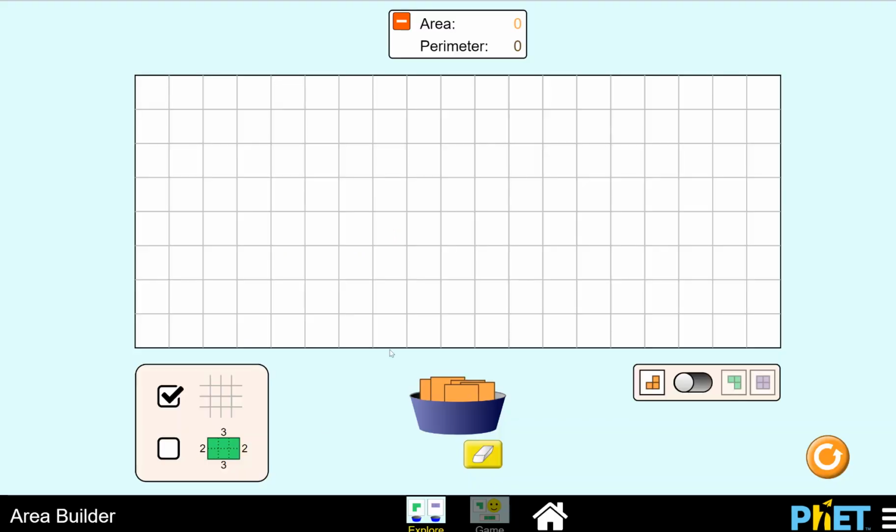The exploration allows you to build different shapes and to think about the area. For example, this shape has an area of 1 square unit. It's 1 by 1, 1 square. But this one now is 2 square units. And you can see that area this way is additive. When I added 3, the area is now 3. Now you see at the top, area and perimeter are given.